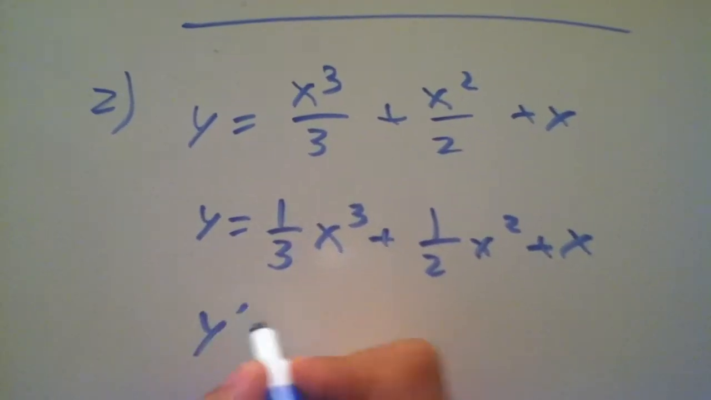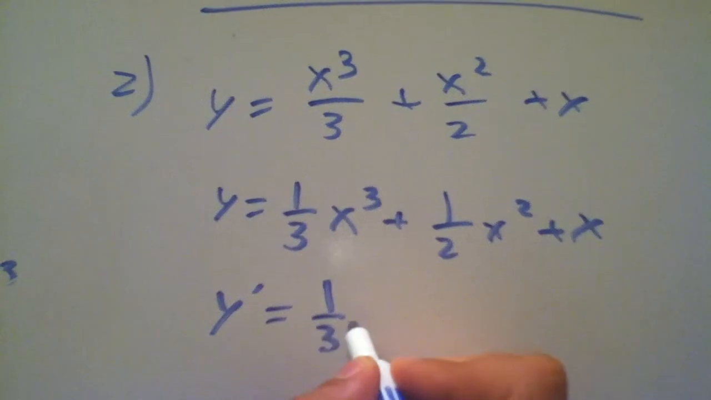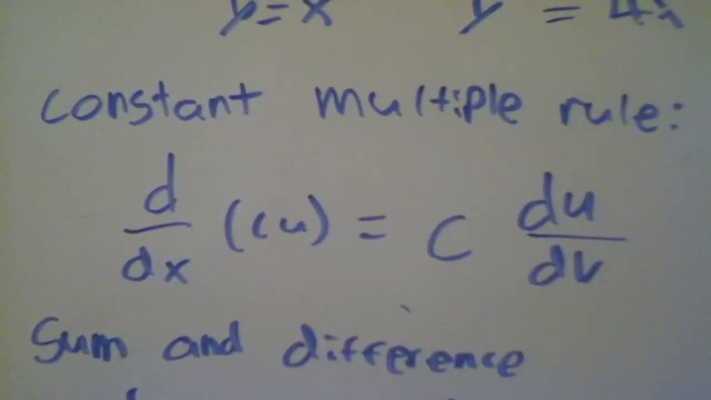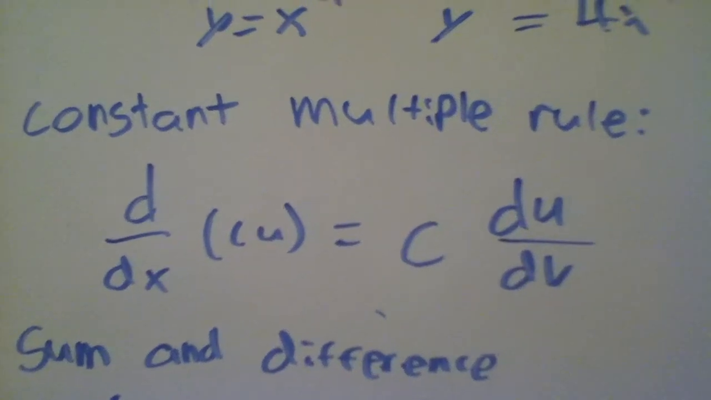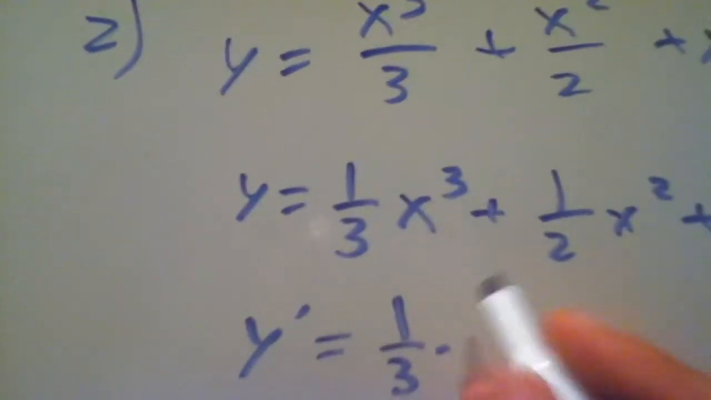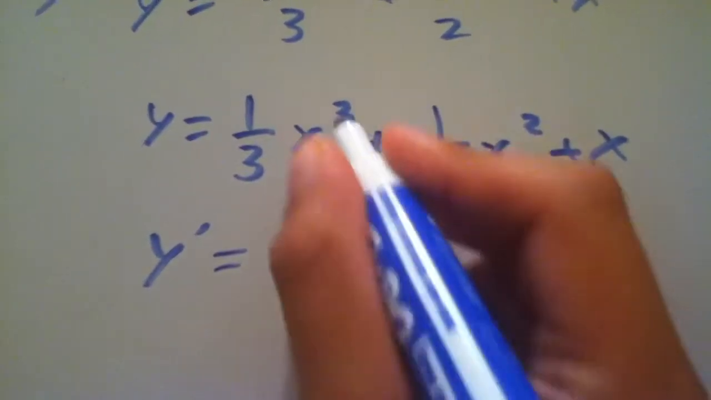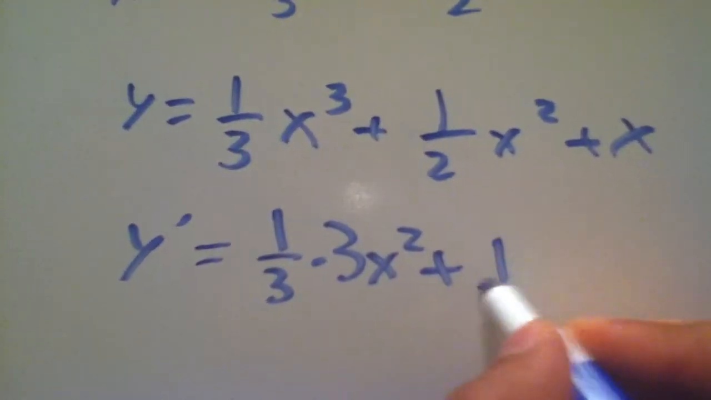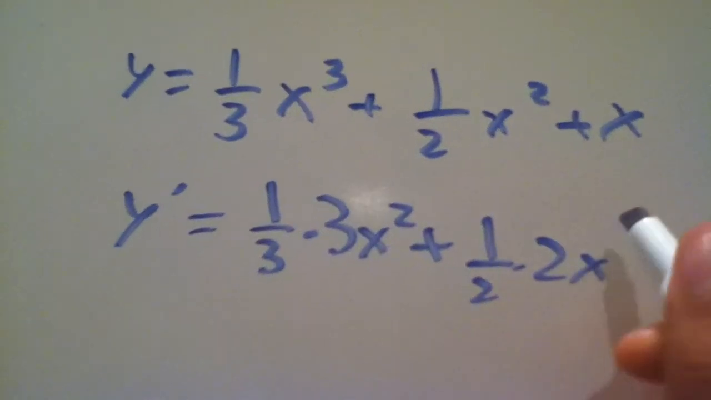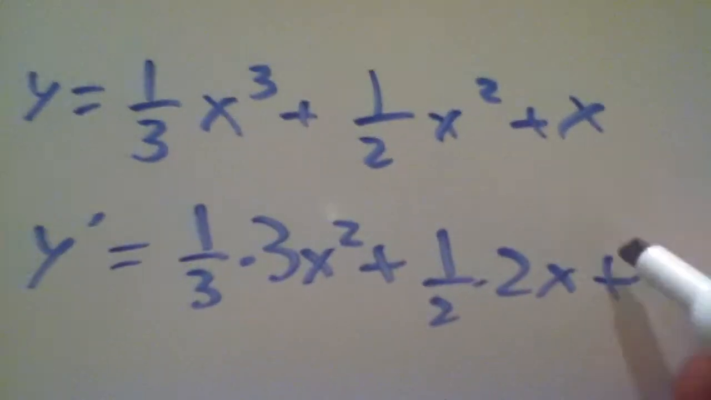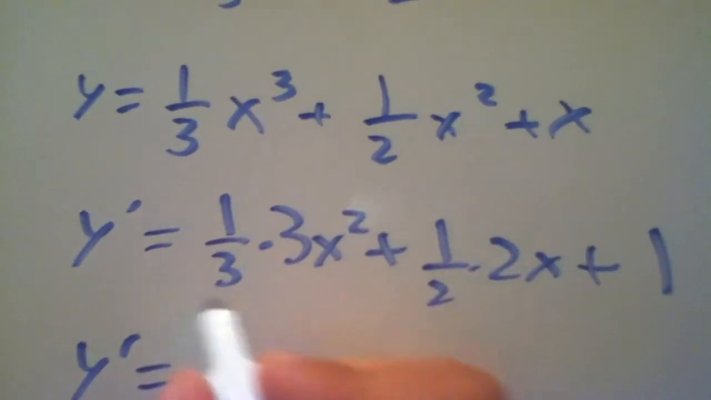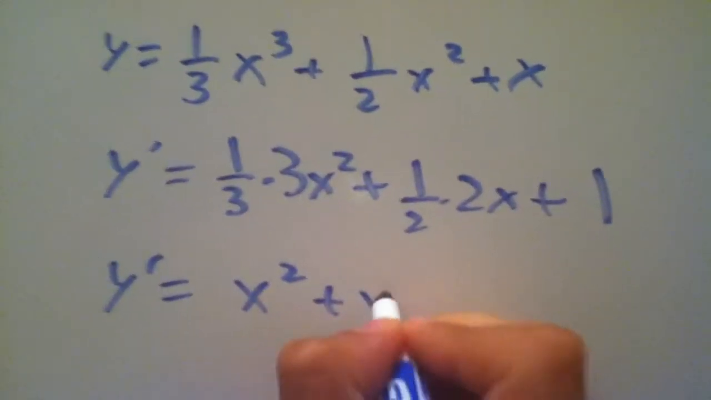So you can see now y prime, since the constant multiple rule states that it's whatever the constant is multiplied by the derivative of whatever comes after. So it's 1/3 times 3x squared, which is the derivative of x cubed, plus 1/2 times 2x, which is the derivative of x squared, and then the derivative of x is just 1. And if we were to simplify this, we'll get y prime is equal to x squared plus x plus 1.